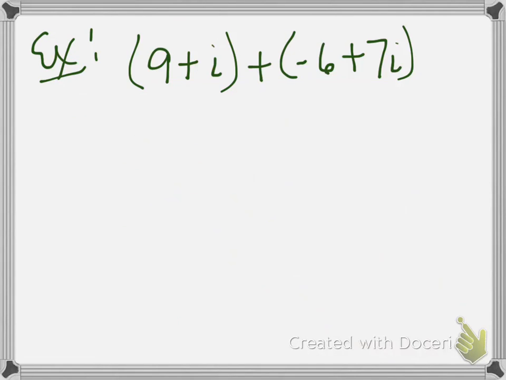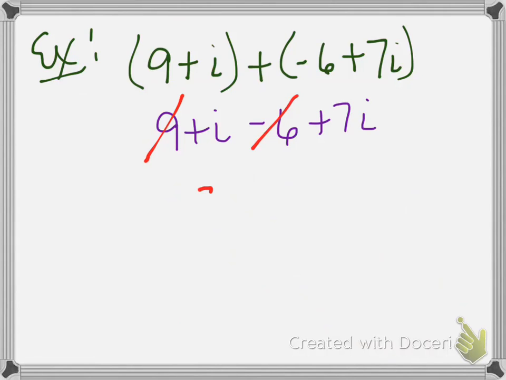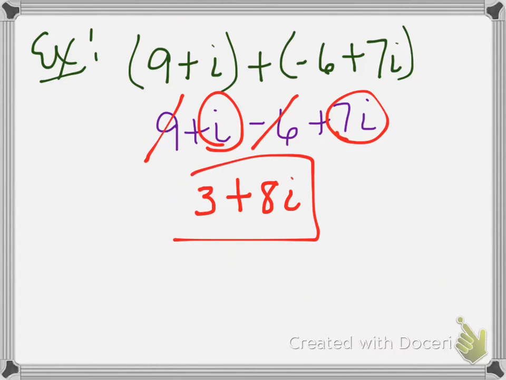When we want to combine our like terms, on this problem I have 9 plus i plus negative 6 plus 7i. First thing I'm doing is just removing the parentheses. Now I'm going to combine my like terms. What's like? 9 and negative 6 are both real numbers, so 9 minus 6 is 3. i and 7i are both imaginary numbers, so i plus 7i is 8i. And that's an actual solution.